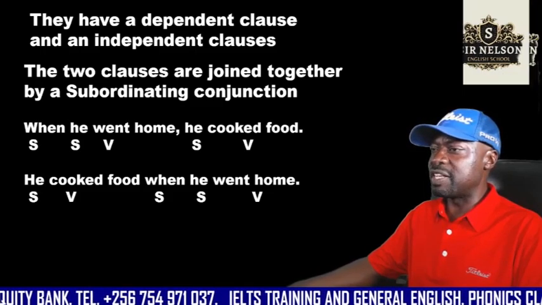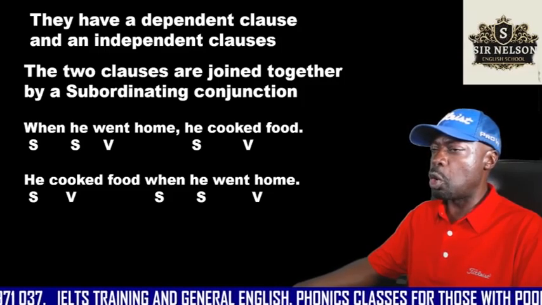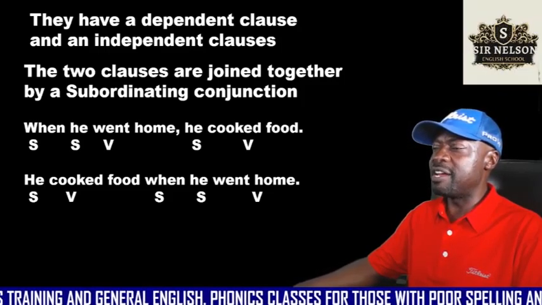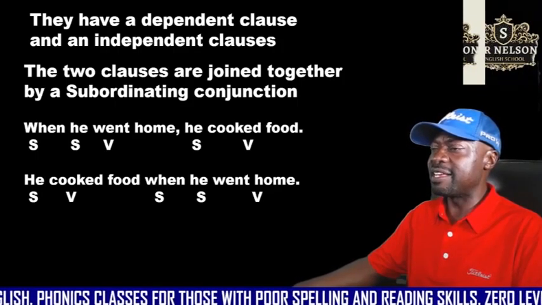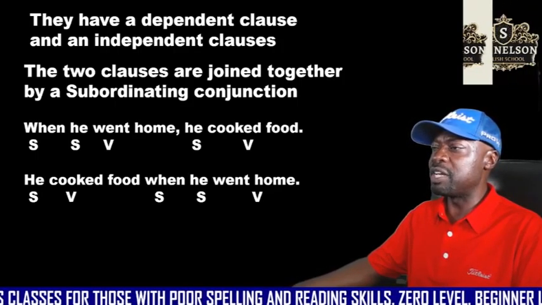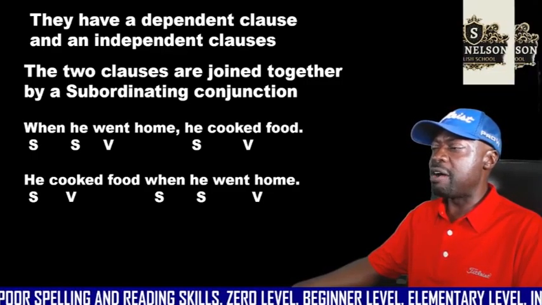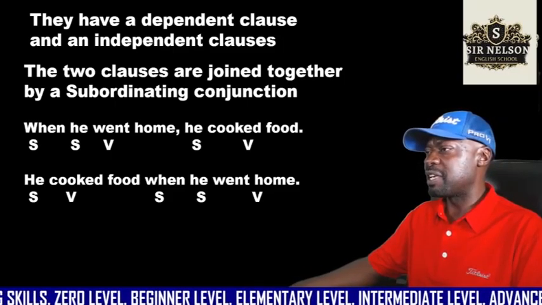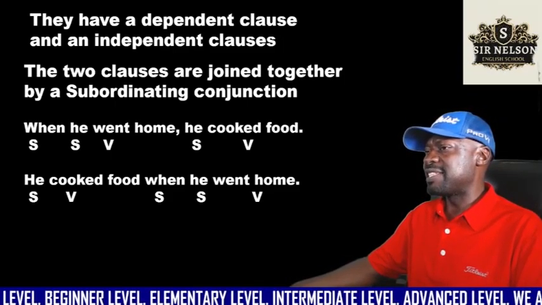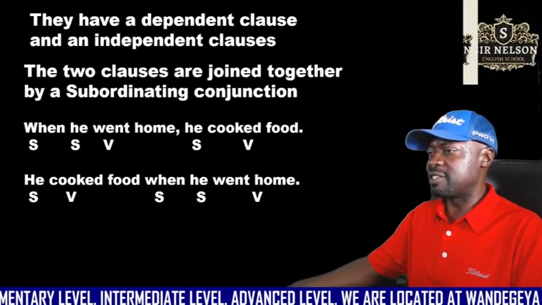The part of the sentence that follows the conjunction is what we call the dependent clause. It is dependent because it doesn't have a complete thought. For it to have a complete thought, we have to add the independent clause. He cooked food. It has a complete thought. Sentences like these are what we call complex sentences.